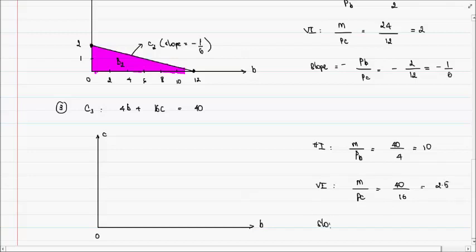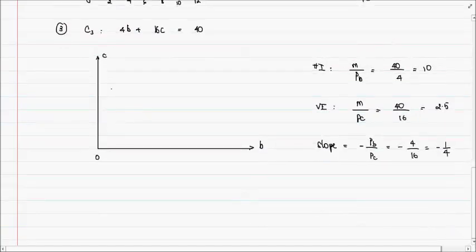The slope of the line is negative PB on PC, and in this case negative 4 on 16, and that is negative 1 on 4. So horizontal intercept is 10, so I would have 2, 4, 6, 8, 10, and vertical intercept I got 2.5, so I got 1, 2, and 3. So 2.5 will be somewhere in the middle here. This is my vertical intercept, this is horizontal intercept.